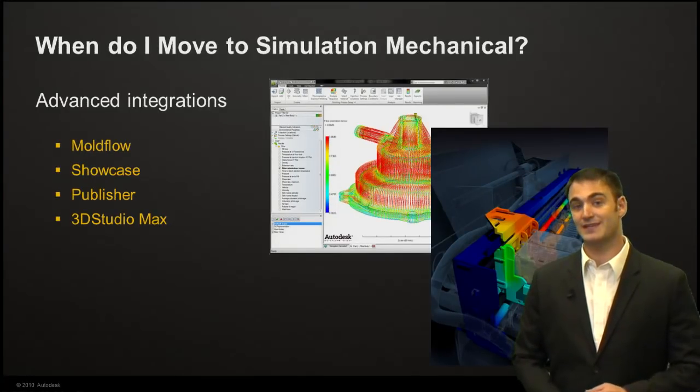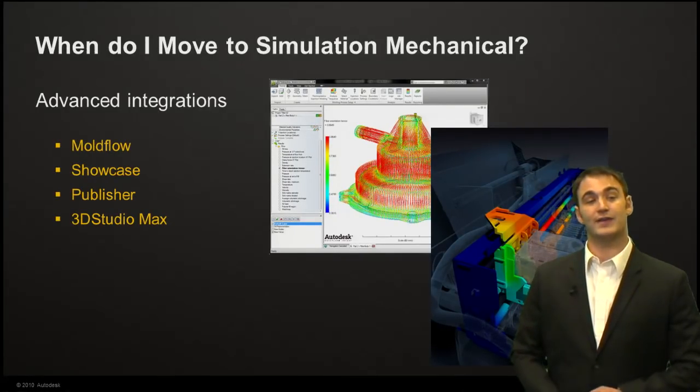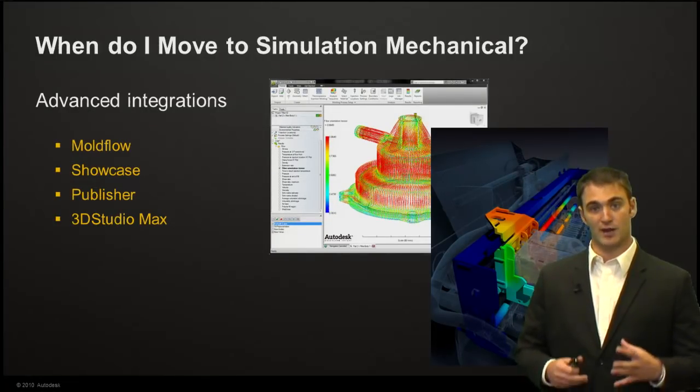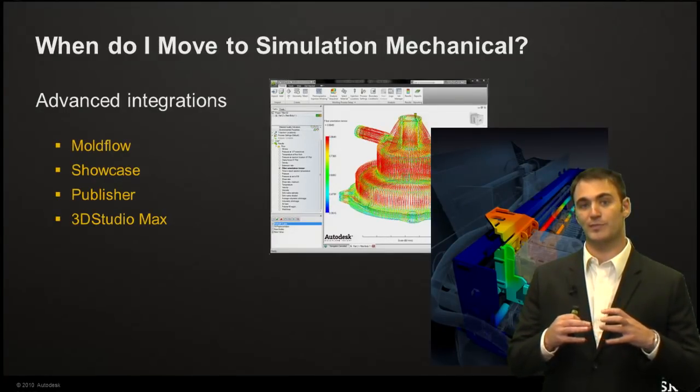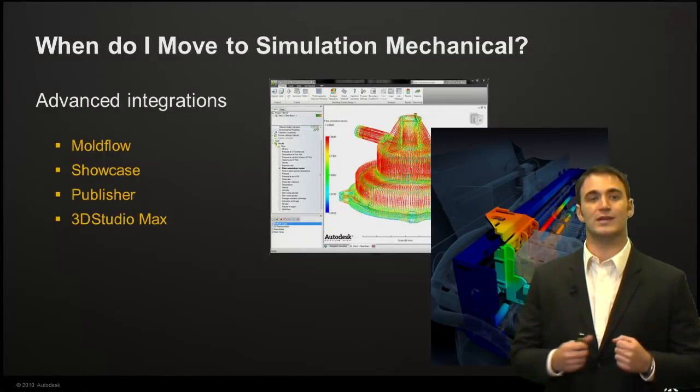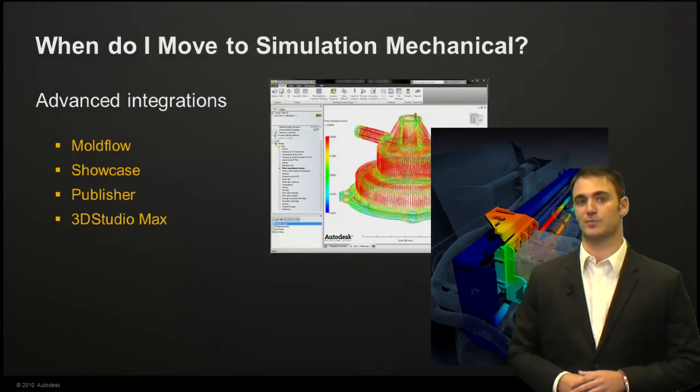We can pull all that data directly from a Moldflow file, as well as the residual or baked-in stresses. When you pull this hot piece of plastic out of the mold and it cools down, it's going to warp a little bit. It's going to have built-in stresses. We can capture all that information with Simulation Mechanical.